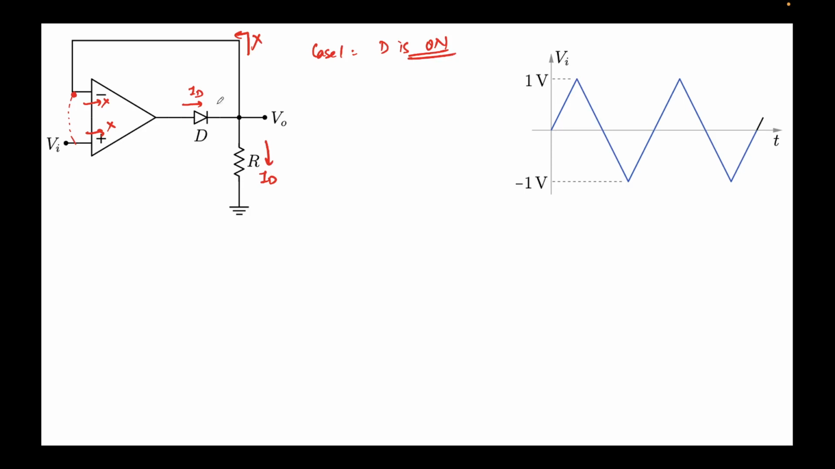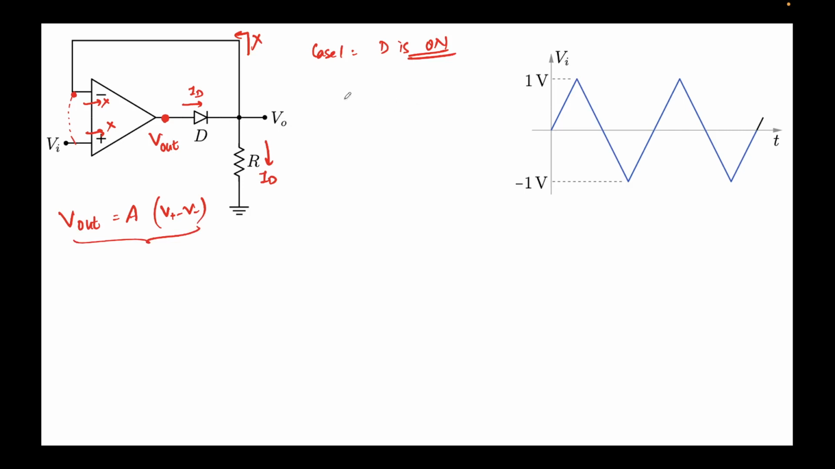So D is on, and this node is nothing but, I'm denoting it as V out. This is the output voltage of this operational amplifier. Remember, the output voltage of the operational amplifier is denoted by gain A times (V plus minus V minus). Please remember this. This is different from V out, which is over here.